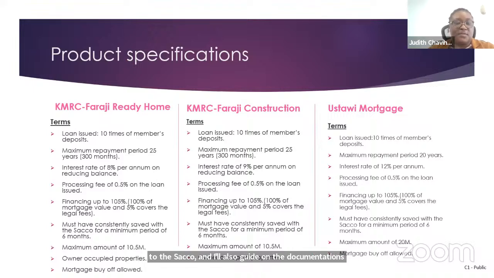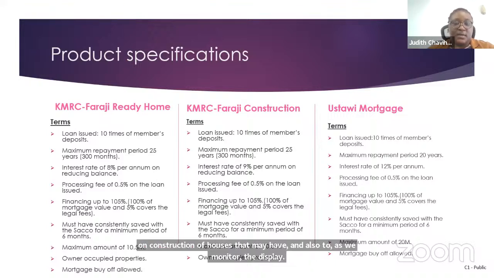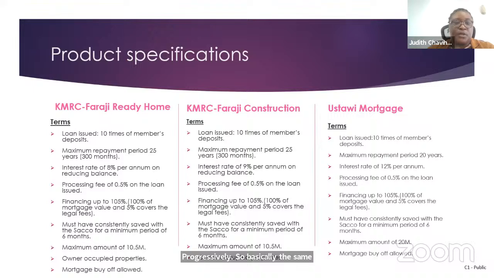So basically, that's the Faraji Ready Home. Then we have the Faraji Construction. So this is basically to support members on construction of houses they may have, and also as we monitor the disbursements progressively. So basically the same multiplier as the Faraji Ready Home, 10 times. The maximum repayment period is still the same, 300 months.